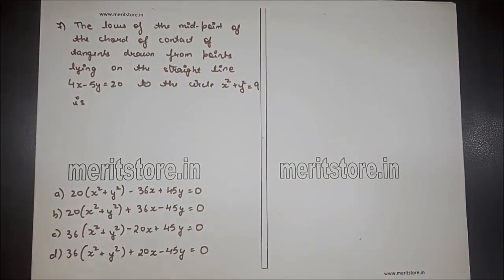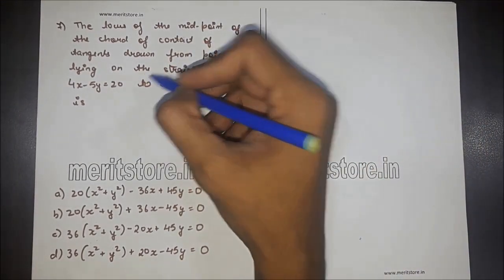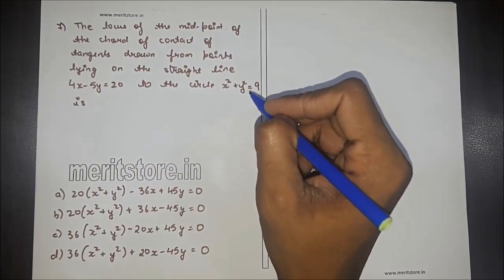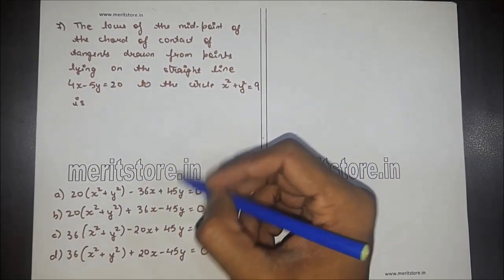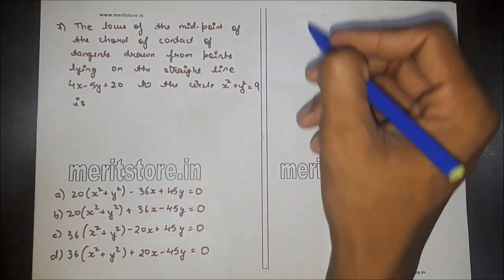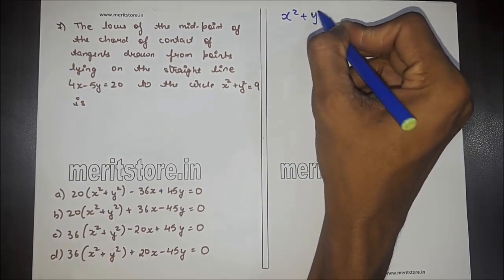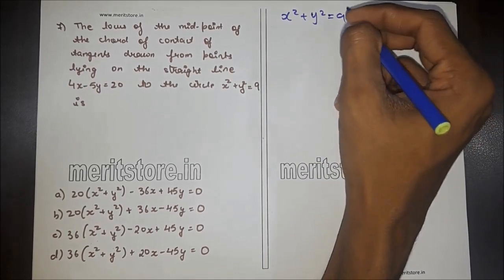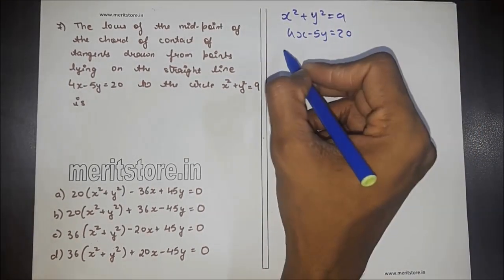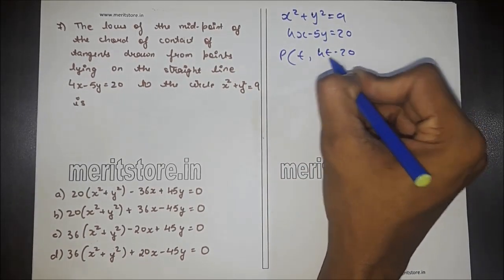Question 7. The locus of the midpoint of the chord of contact of the tangents drawn from the points lying on the straight line 4x minus 5y equal to 20 to the circle x square plus y square equal to 9 is, and we are given four options in x and y. We have the given circle equation x square plus y square equal to 9, and the line 4x minus 5y equal to 20. So the point we have is t comma (4t minus 20) upon 5.